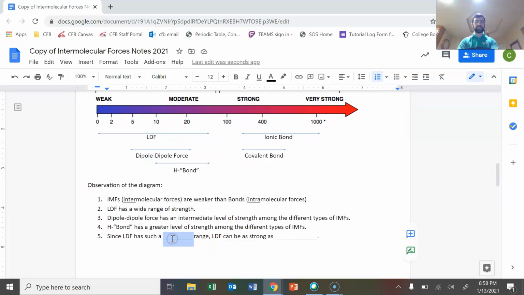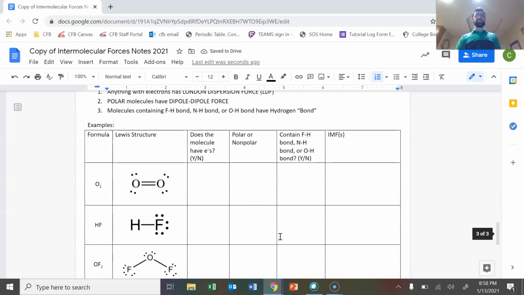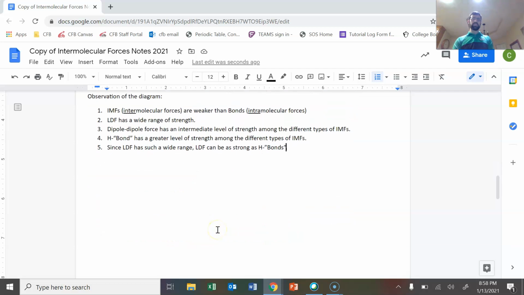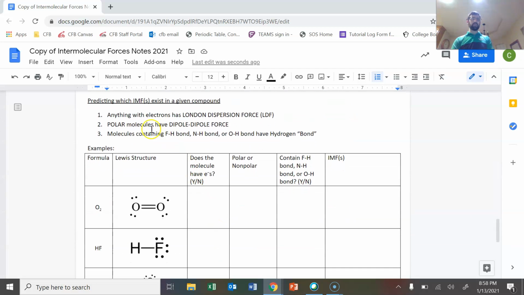Since LDF has such a wide range, LDF can be as strong as hydrogen bonds. Here's the stuff you really need to know. That's information that you're going to come back to if you take AP chemistry. This is what you really need to know how to do. Anything with electrons has LDF, polar molecules have dipole-dipole and LDF, and molecules containing FH bonds, NH bonds, or OH bonds have hydrogen bond, dipole-dipole, and LDF.